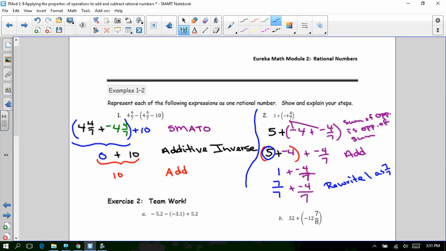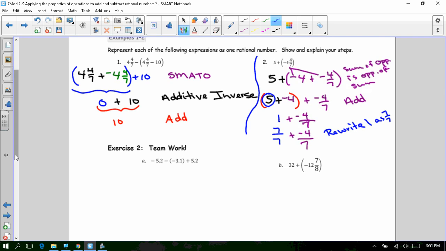Now, since they have a common denominator, I can just take those two fractions and add the numerators. 7/7 plus -4/7. 7/7 is bigger. 7 minus 4 is 3, and keep the denominator 7ths. 3/7, final answer.